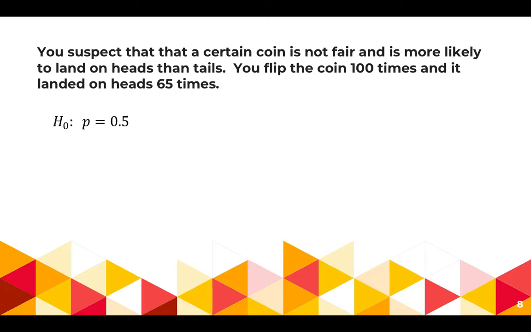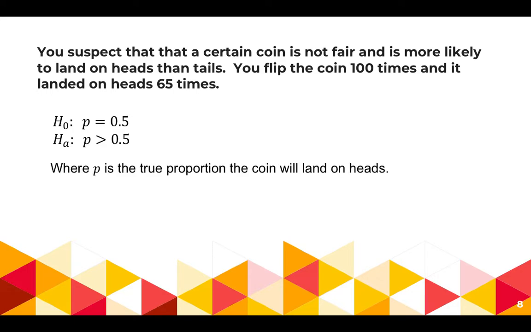So our null hypothesis would be p is 0.5. It's just a fair coin, and p just equals 0.5. The proportion of heads is 0.5. The alternative would be p is greater than 0.5, because you're seeing if you have evidence that it's more likely to land on heads. And we want to make sure we define what p is, the true proportion the coin will land on heads. So this is how you would begin the test. You would just state the hypotheses.